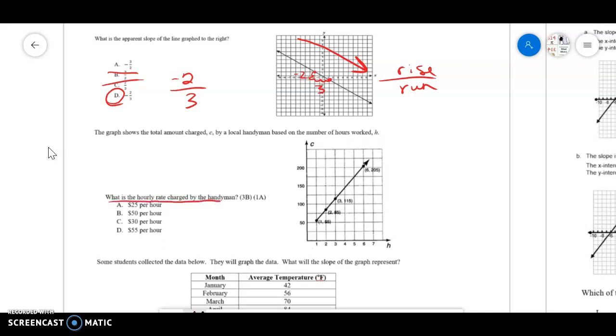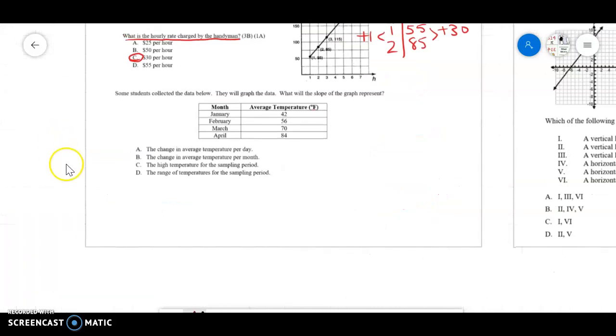What is the hourly rate charged by the handyman? So again, you can make a mini table here. I have 1 and it looks like 55 and 2 and 85. So this is adding 30 for every 1 hour. So that would be C.